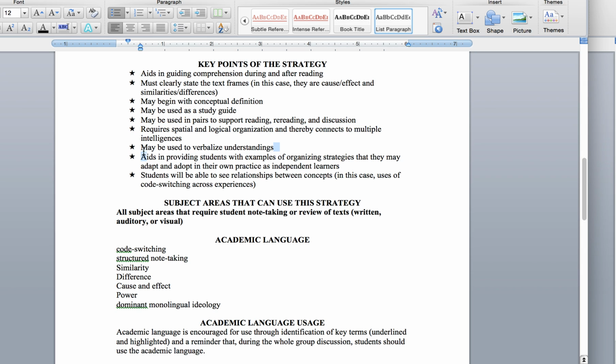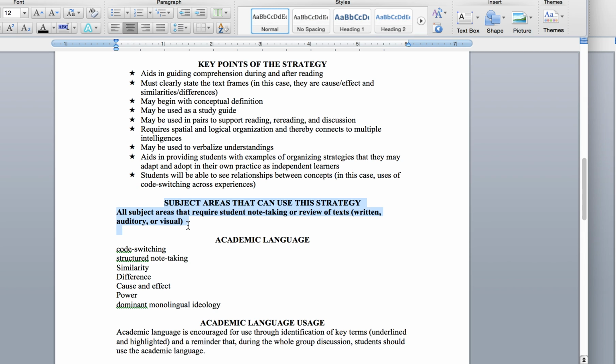So in this strategy in the handout that I'll show you in a moment, it's supposed to guide you through paired conversations and then lead into a whole group discussion that uses the academic language. This strategy aids in providing students with examples of organizing strategies. So dependent upon how this works for you as an organizing strategy, looking at one text in comparison to another, this may be something that you adopt in your own practice, but also in what you do as an individual student. So it may be something that you use with your students as a teacher, but it could also be something that you use in your work as a student. And students, you should be able to see relationships between concepts. In this case, you're actually looking for relationships between code switching, with code switching across experiences.